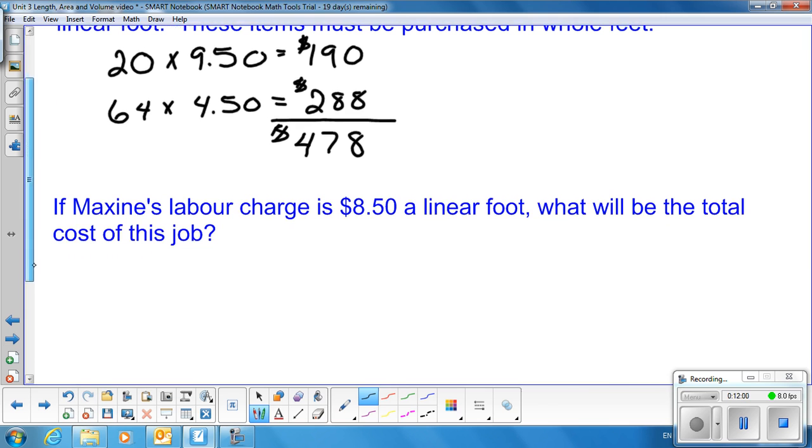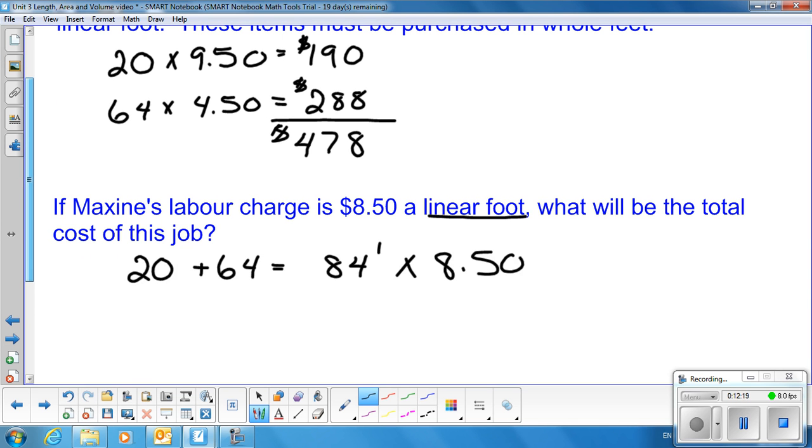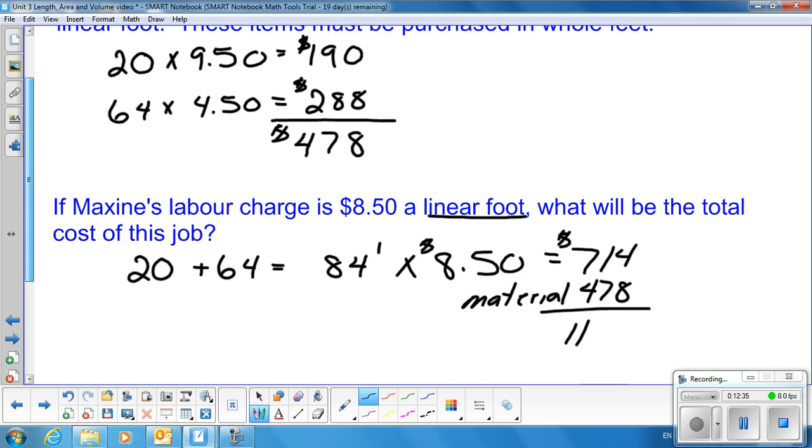In addition to that, Maxine charges some labor. She charges labor per linear foot. So the total footage that we have is 20 feet for the casing plus 64 feet for the base, so a total of 84 feet. For each of those feet, she charges $8.50. So her labor is $714. We also have a material cost that we calculated earlier. The material was $478, and the total cost then will be $1,192.